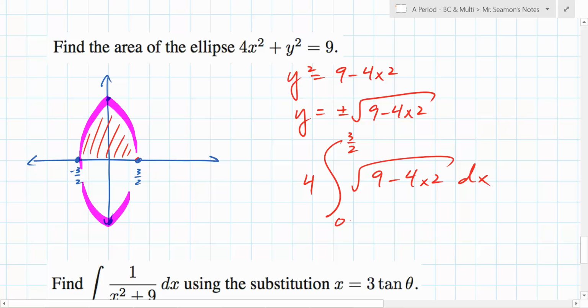So the easiest way you can set this up is the following. Take a look at this and make sure you understand what we did right there.